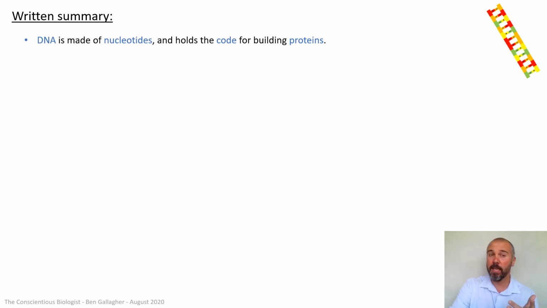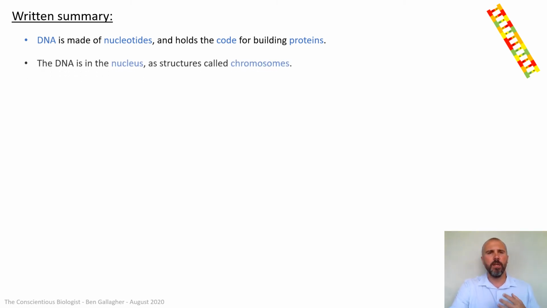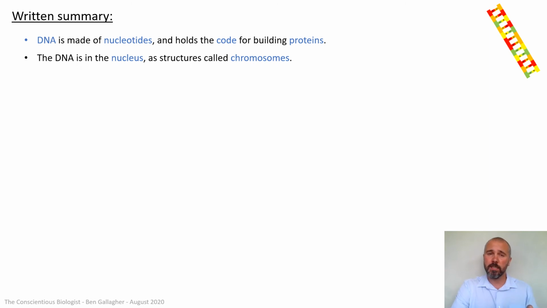The DNA, key thing, is made of nucleotides and holds the code for building proteins. Code is a key word because you've got to know that DNA is a code. Now the DNA is in the nucleus as structures called chromosomes. Important to state that because we know that being in the nucleus, the ribosomes can't actually see it. Important to know what chromosomes are.